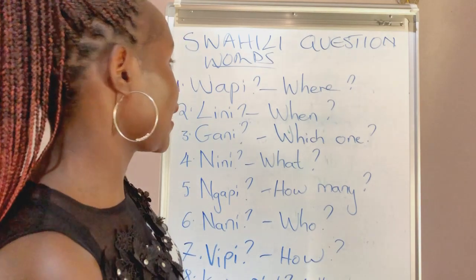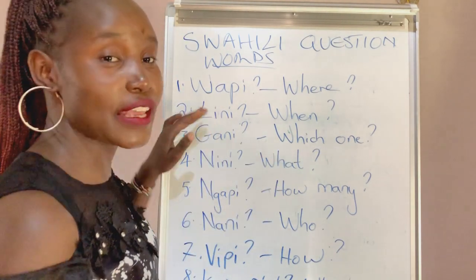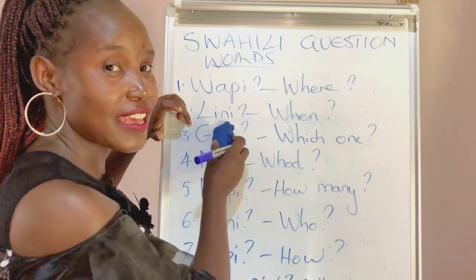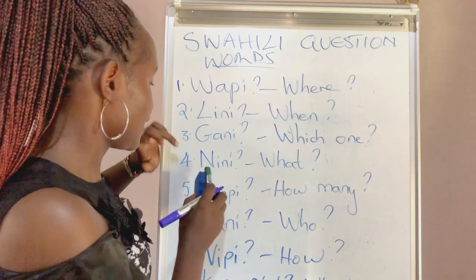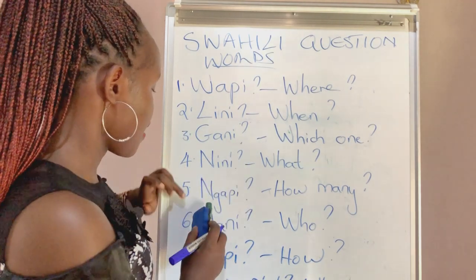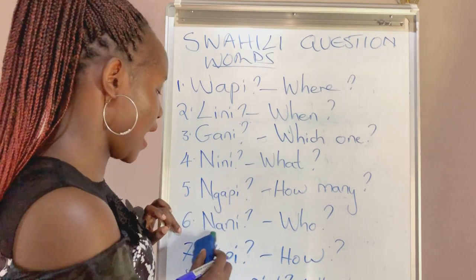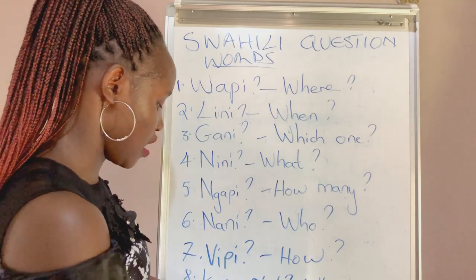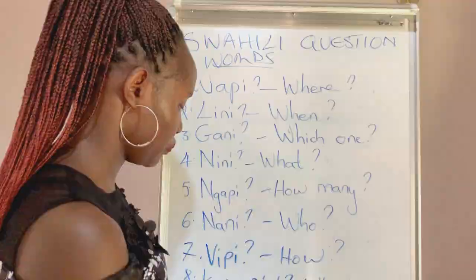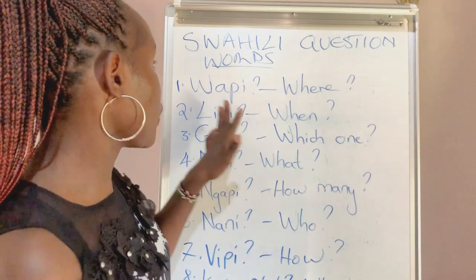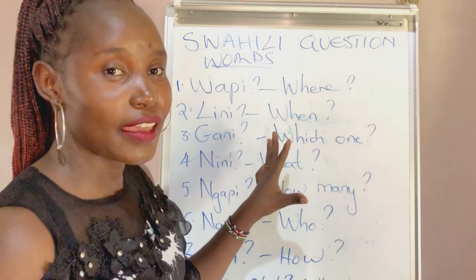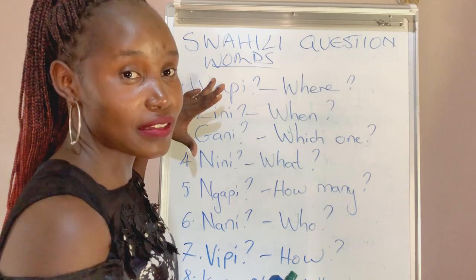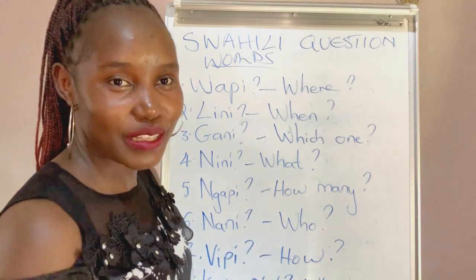I hope we are all okay up to this point. Our first one, we said wapi, to mean where. Then we have lini. The third one is gani. Nini. Ngapi. Nani. Vipi. Kwa nini. And then kwa sababu. Alright, so these are our words for today. And now what we are going to do next, we are going to try and make sentences using these same words, so that we can see how we can use them in Swahili.